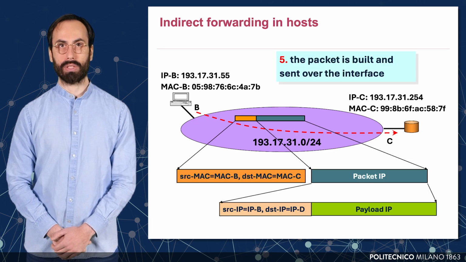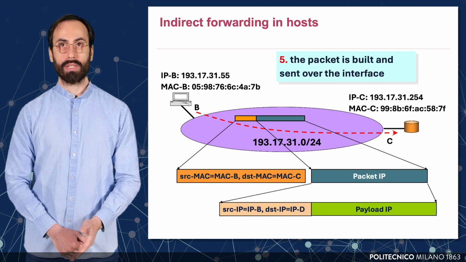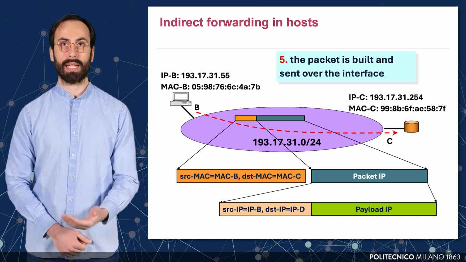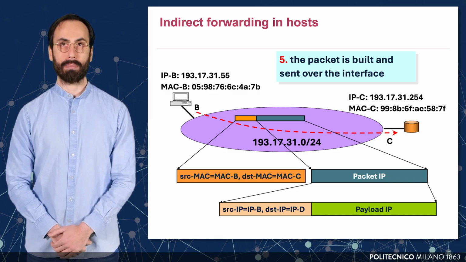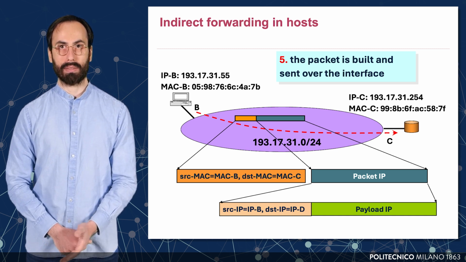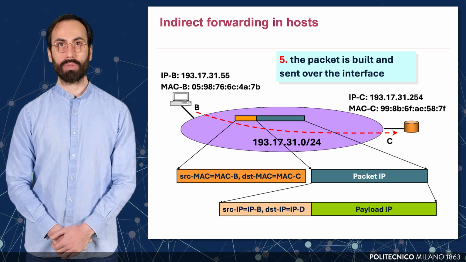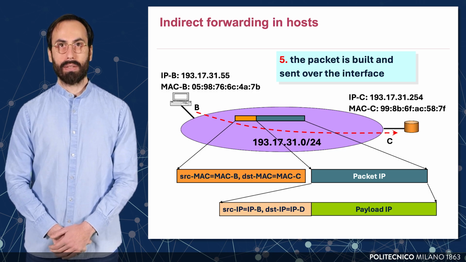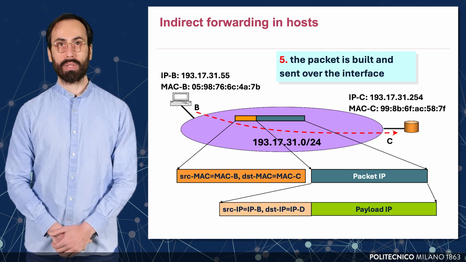After resolving the router's MAC address, host B constructs the full packet. At the network layer, it sets the source IP as its own and the destination IP as that of host D. Then, at the data link layer, it encapsulates the IP packet in a frame, using its own MAC as the source and the router's MAC as the destination. This frame is then transmitted over the local interface, completing the process of indirect forwarding from a host.